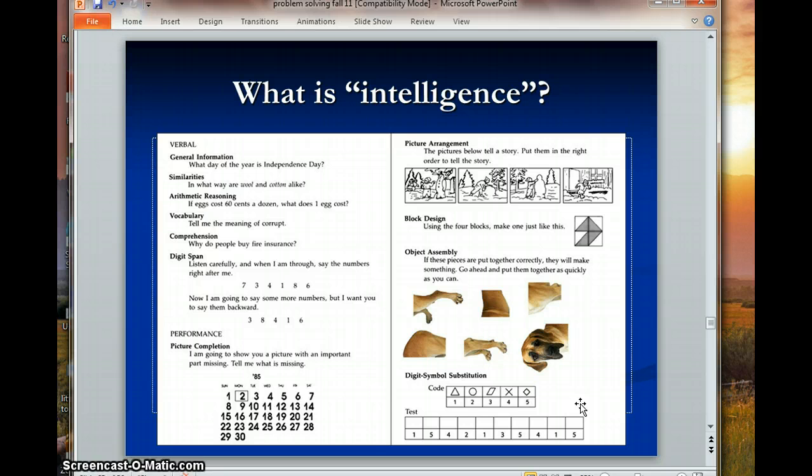And so this is really straightforward. Everywhere you see a 1, you have to put in a triangle. Everywhere you see a 5, you put in that diamond. And there are different strategies that you can use to be more or less efficient when you're doing this task. So it does tap into how quickly you can accomplish something.